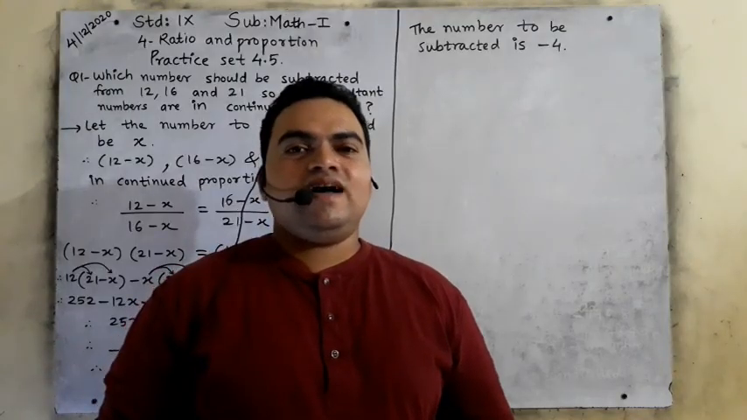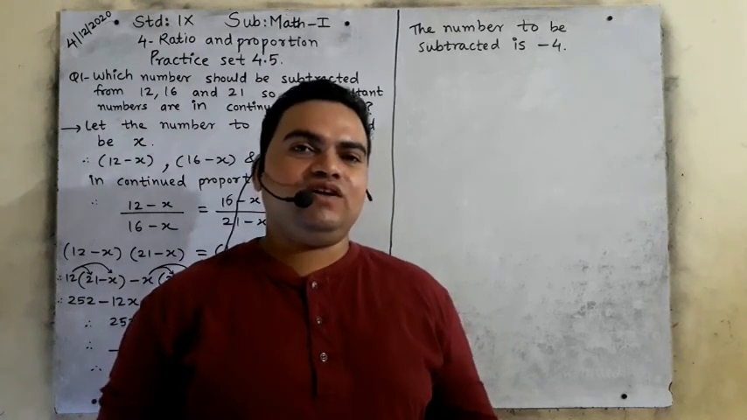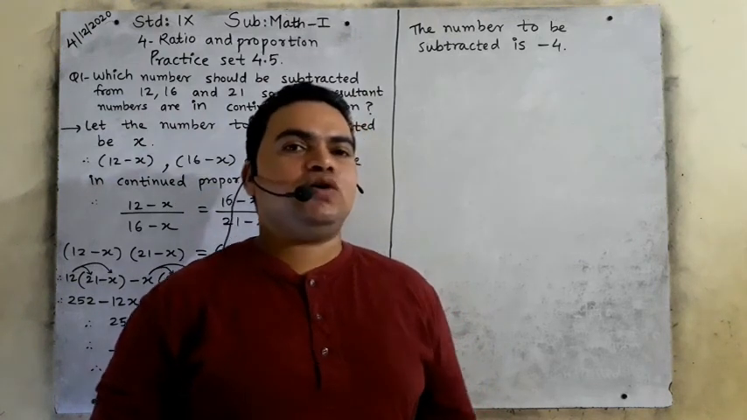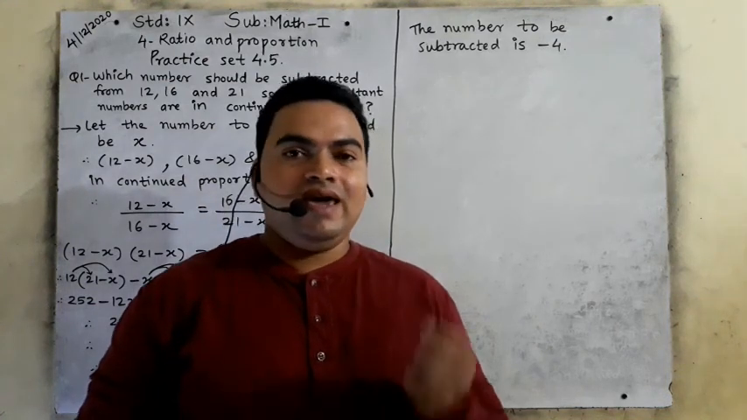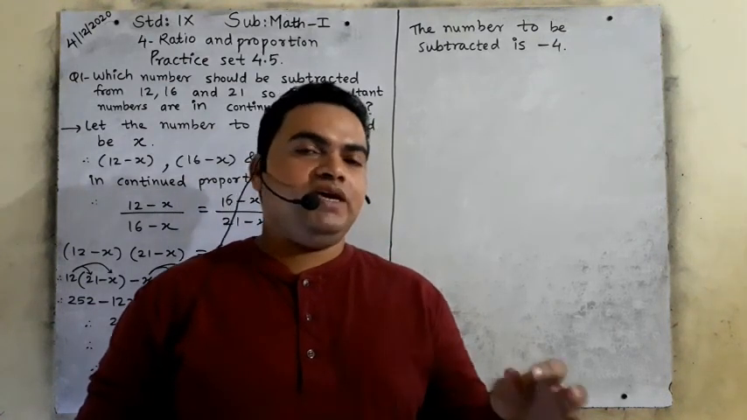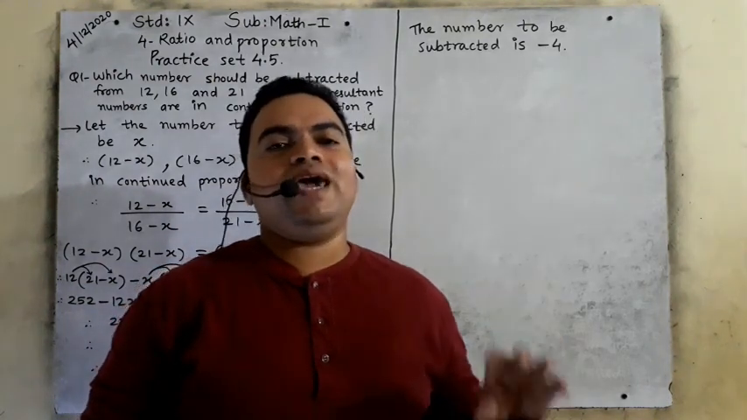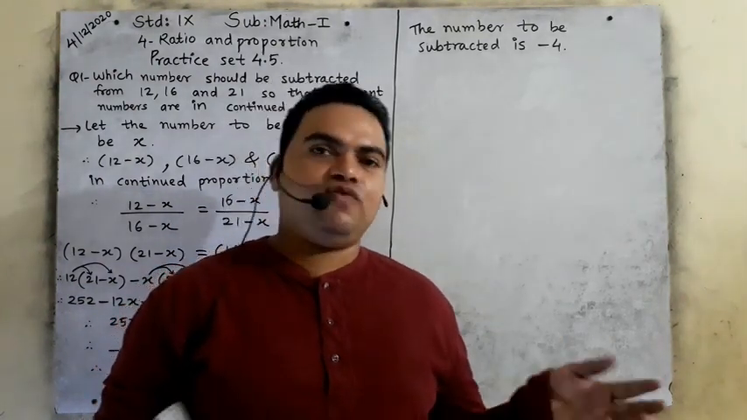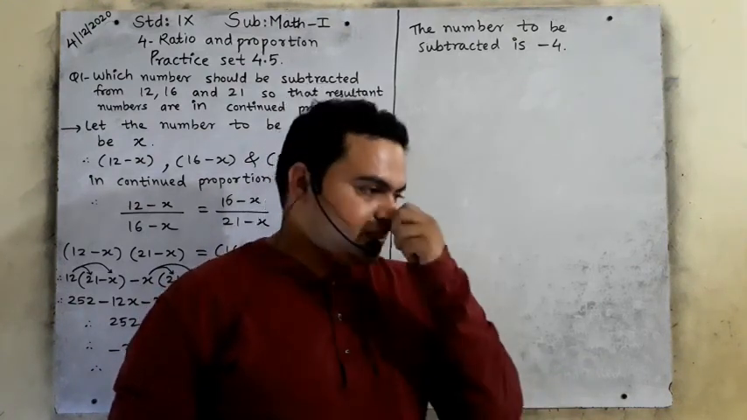So dear students, now we will start practice set 4.5, the last practice set of this chapter, and it is based on continued proportion. What is continued proportion? A upon B is equal to B upon C. That is B square is equal to A multiplied by C. So from these you can use either formula. Both answers will be the same.